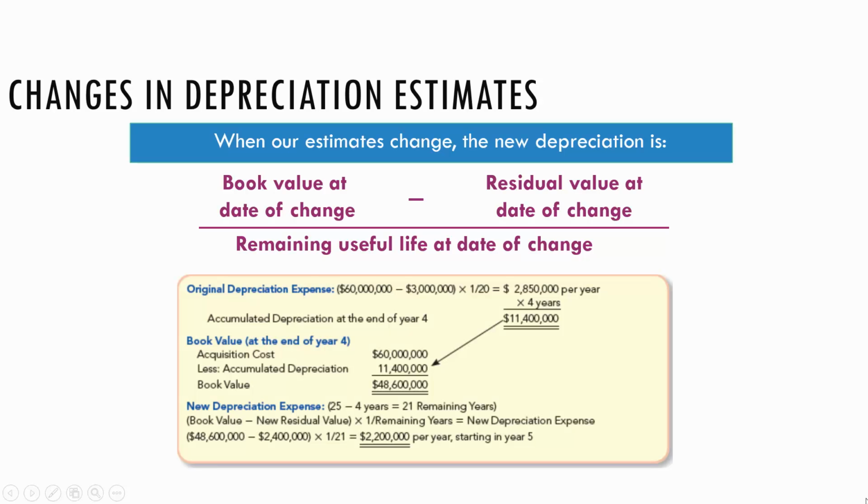But all you do at this is you go back and look at your book value when they decide to change it, and you find their book value is 48,600,000, and you take this amount minus the new salvage value over the remaining years that are left from this point, which is at the end of the 4th year.